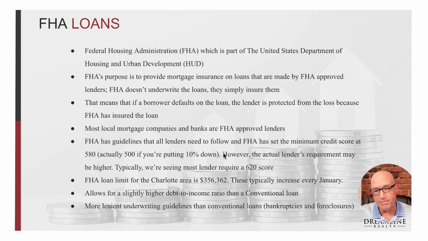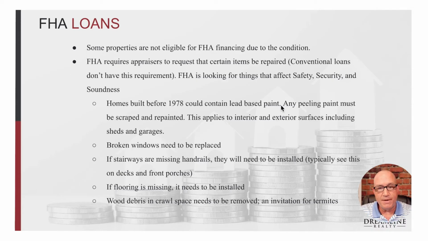And as I also mentioned, the more lenient underwriting guidelines, you know, they're a little bit less strict if you've had a bankruptcy or if you've had a foreclosure. An FHA loan will allow you to get another FHA loan or your first FHA loan if you've been 2 years out of bankruptcy, where a conventional loan is going to require you to have a 5-year period out of that bankruptcy.